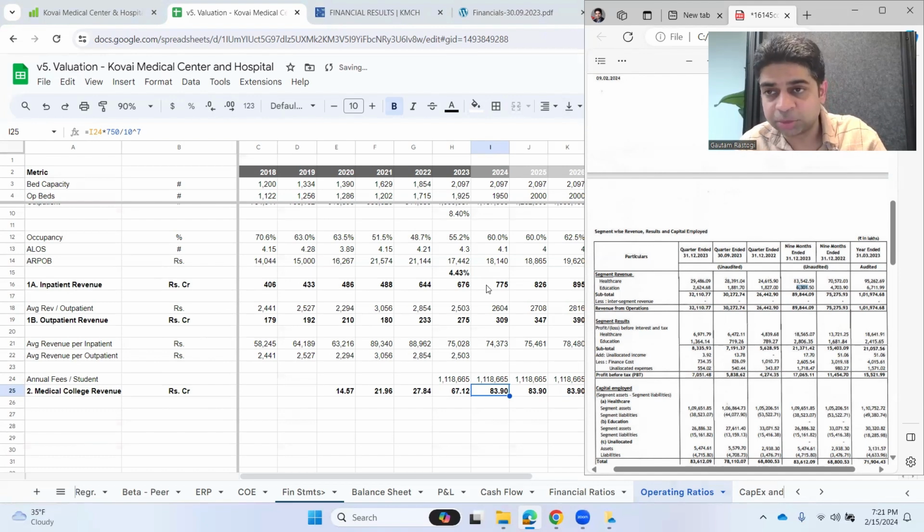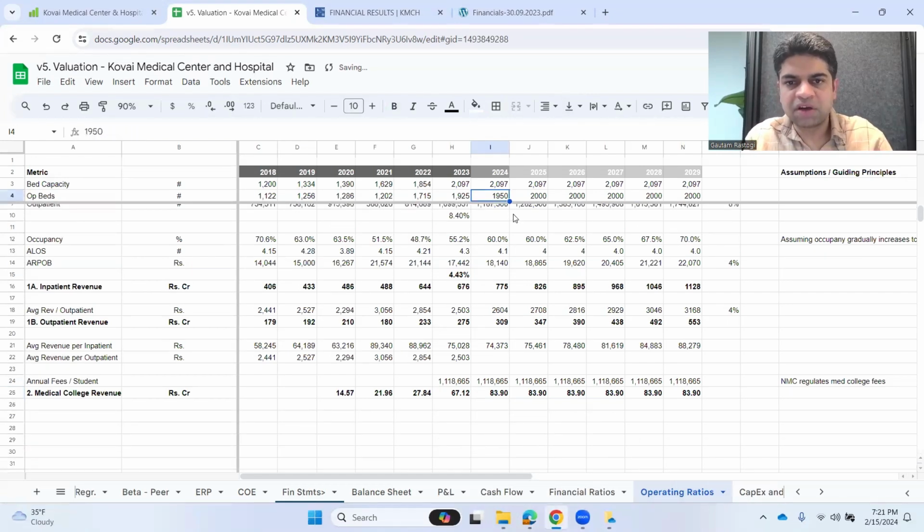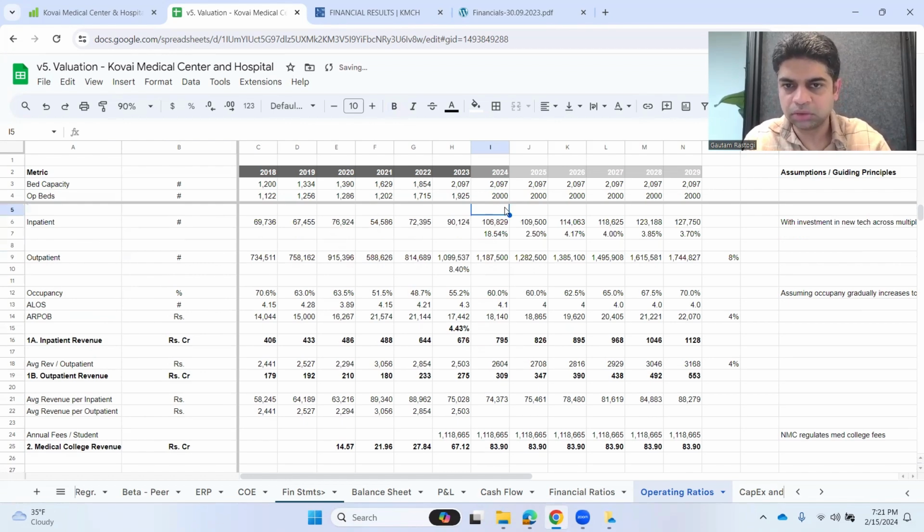The slight adjustment we need to make is to increase our inpatient and outpatient revenue slightly, by around 30 CR or something. So if I make this, say, 2000. And how did we project inpatient revenue, by the way? It's a function of operational beds, occupancy, and average revenue per operating bed. So let's increase the operational beds to 2,000. Since I hard coded this, let me change the color to blue so that I don't lose sight of it.